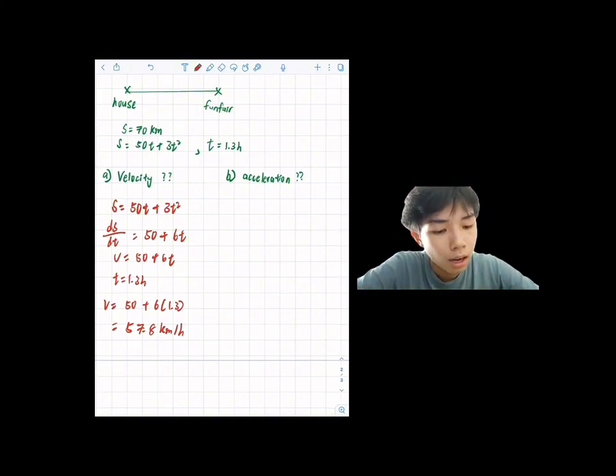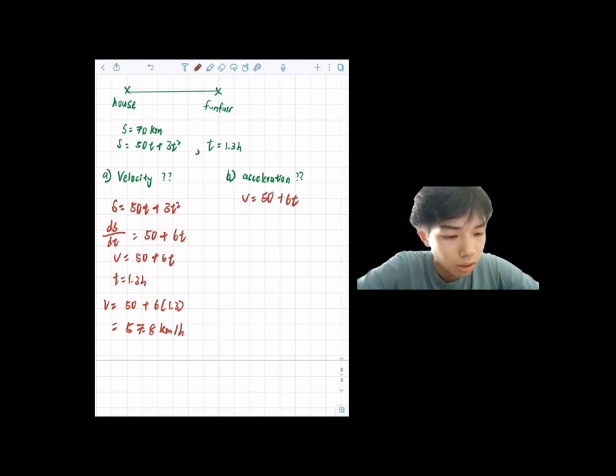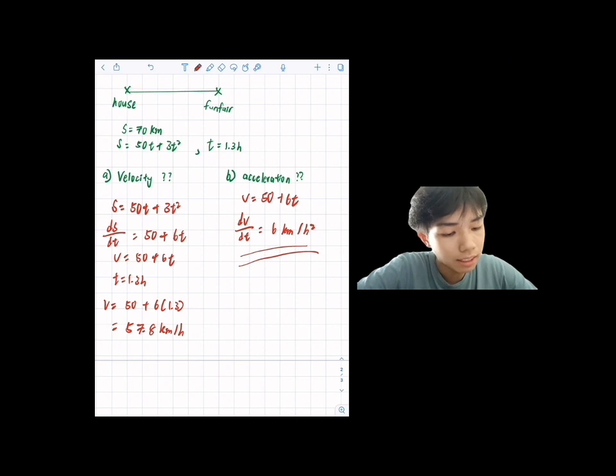And thus, how to find the acceleration of the car? Just use the equation of the velocity and differentiate the equation, and it becomes the equation of the acceleration. So which is 6, so it's 6 kilometers per hour squared. That is the acceleration of the car.